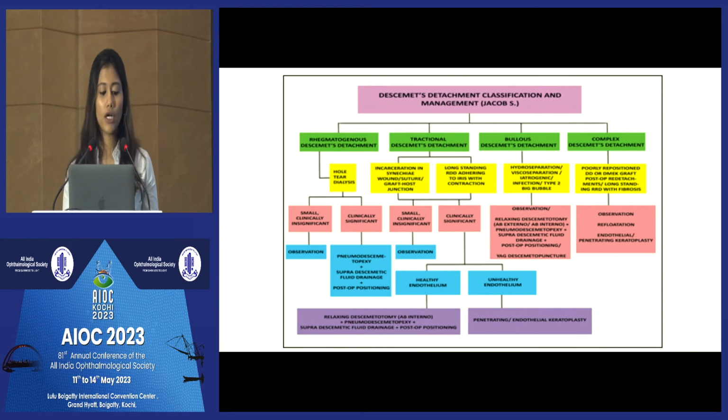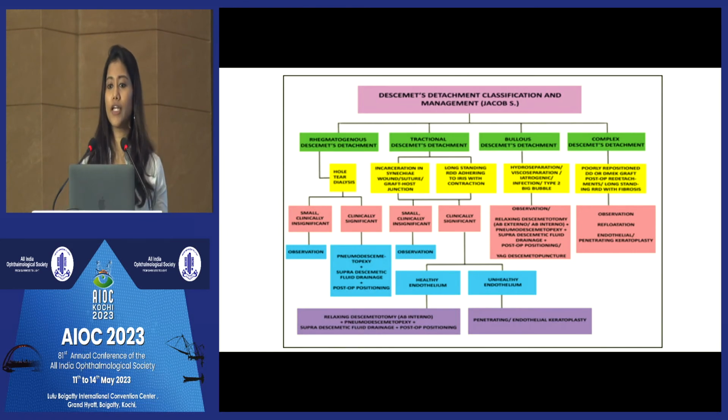Coming to the Jacobs classification. This is very analogous to the retinal detachment classification that we have. Descemet's membrane detachment is classified into 4 criteria: rhegmatogenous, tractional, bullous, and complex.